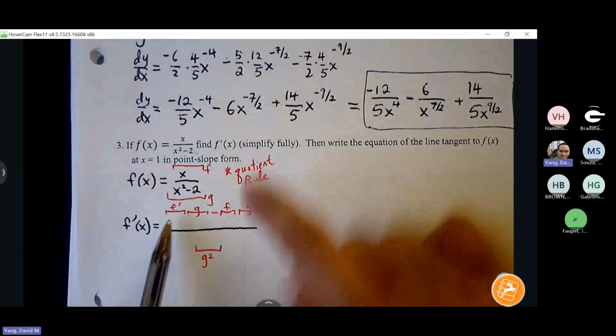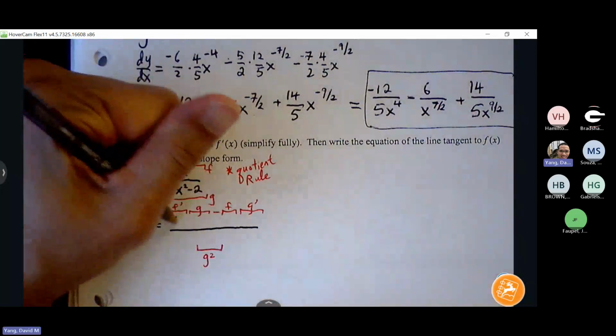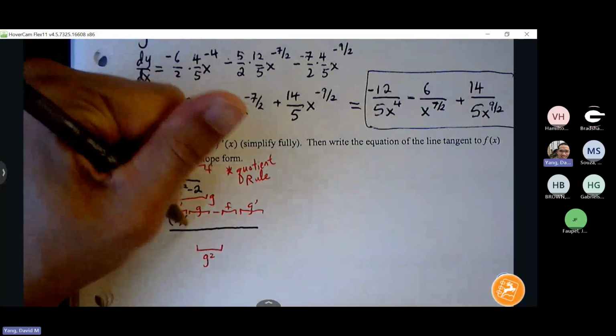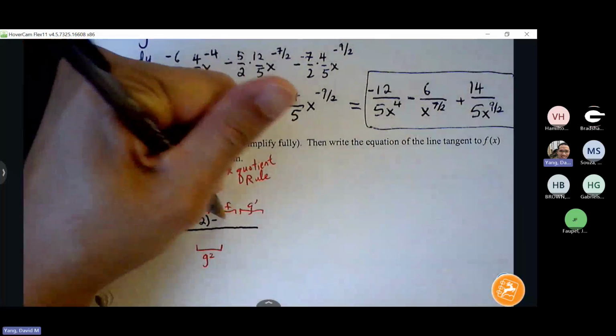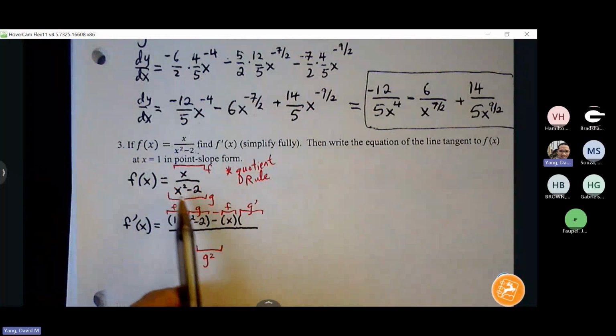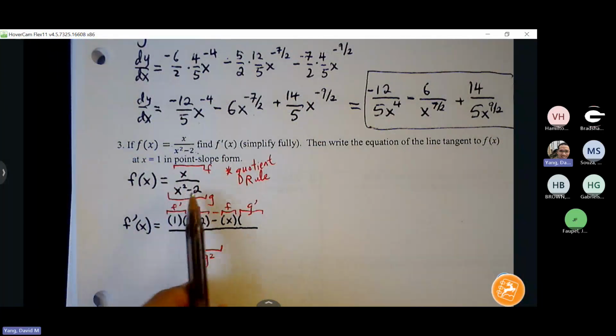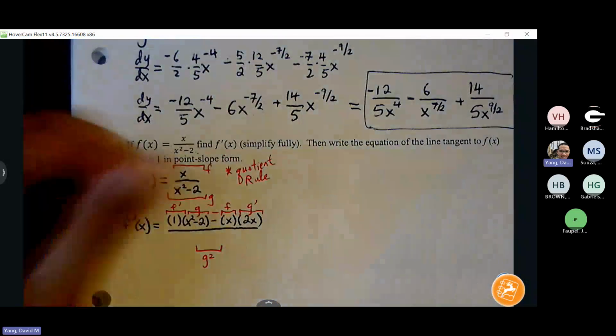All right, so f prime is the derivative of x. X's derivative is 1. g, no changes. Back to f, no changes. And g prime is asking for the derivative of the denominator. x squared minus 2 becomes 2x. All over my denominator squared.